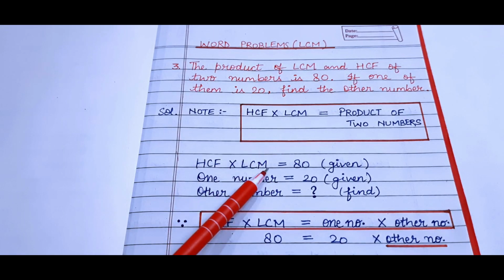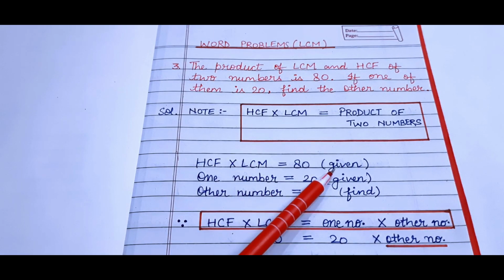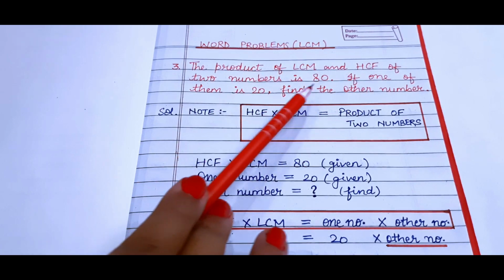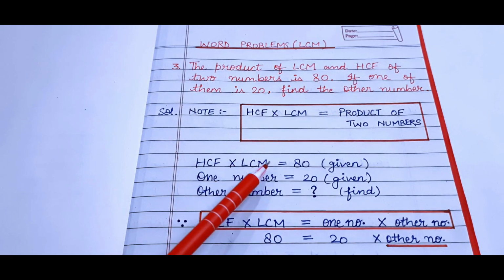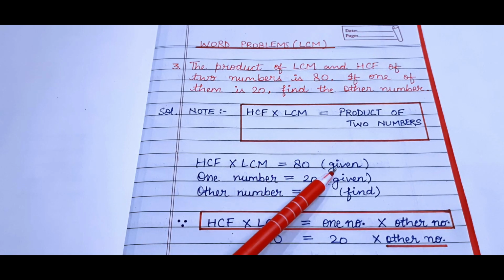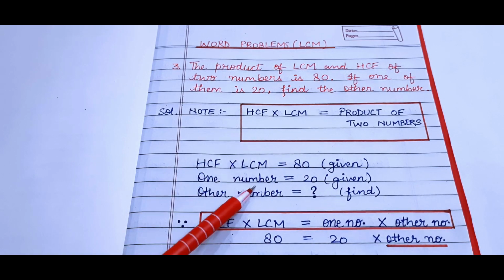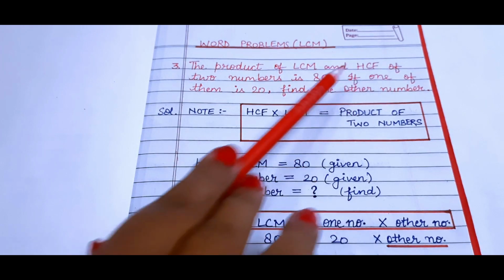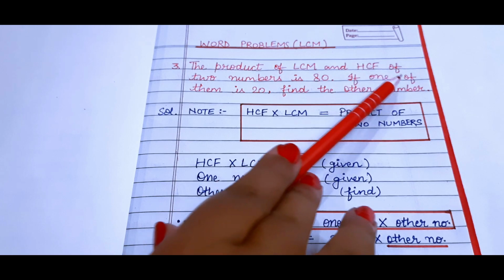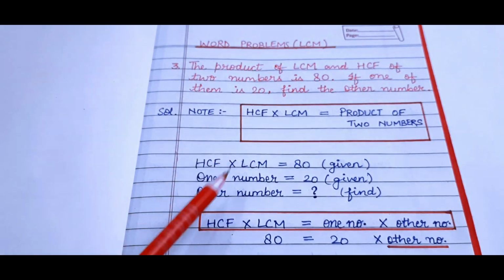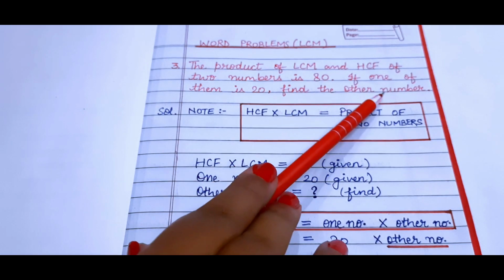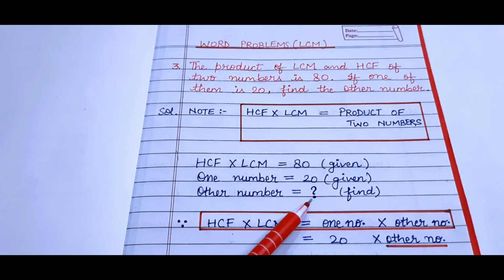So HCF into LCM is given as 80. See, the product of HCF and LCM of two numbers is 80. It means HCF into LCM is 80. Similarly, one number is 20. It is also given. If one of them is 20, it means one number is 20. Now find the other number, which means we have to find the other number.